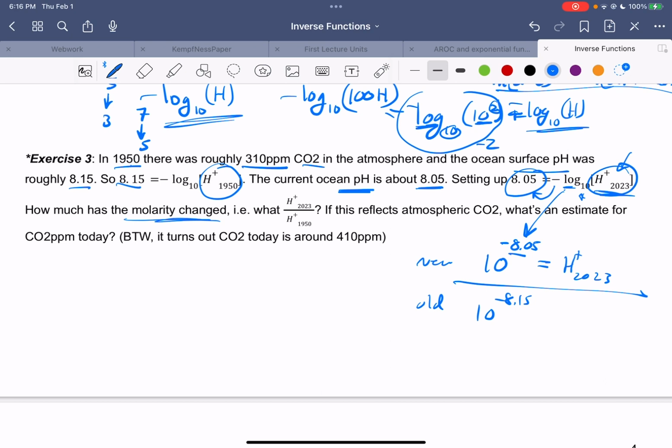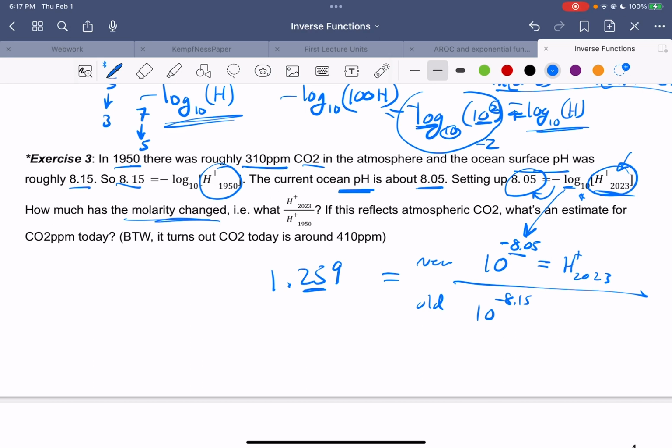So that's why I was doing this. Now I'm going to get my handy dandy computer here, and I have 10 to the negative 8.05 divided by 10 to the negative 8.15, and drum roll please. This is 1.259. I'm going to round a little bit and call this 1.259. So what do we see? There's roughly 25% or 26% more hydrogen ions in the ocean. That's what this is saying, right?